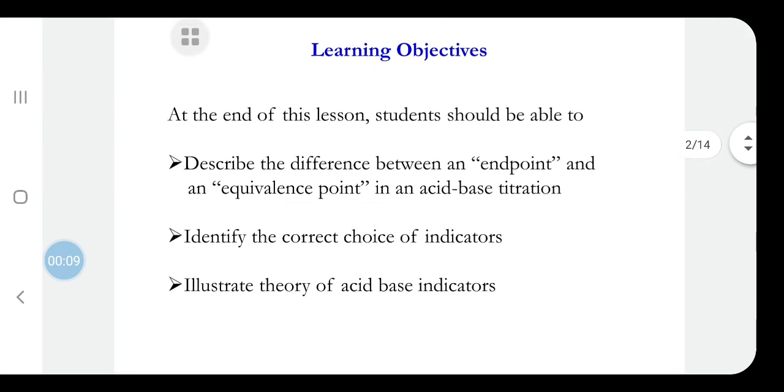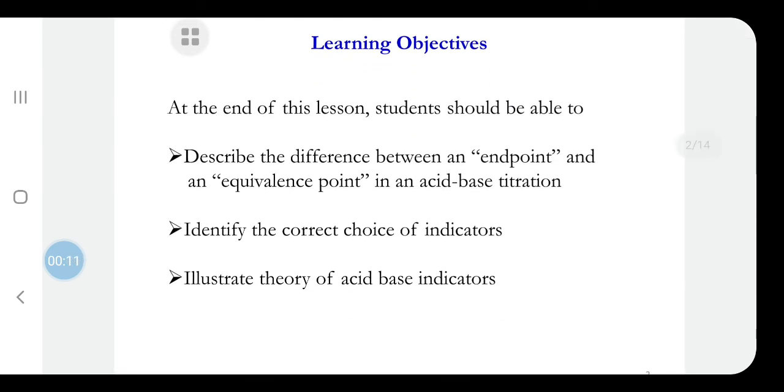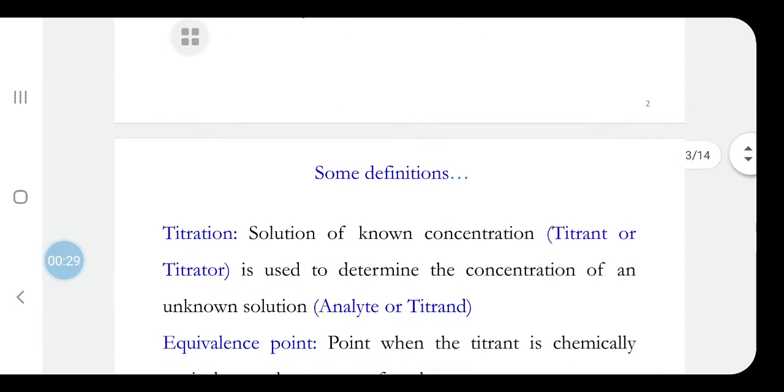The learning objectives of today's class are that at the end of this lesson, the student should be able to describe the difference between an endpoint and an equivalence point in an acid-base titration. They should identify the correct choice of indicators. They should be able to illustrate the theory of acid-base indicators.